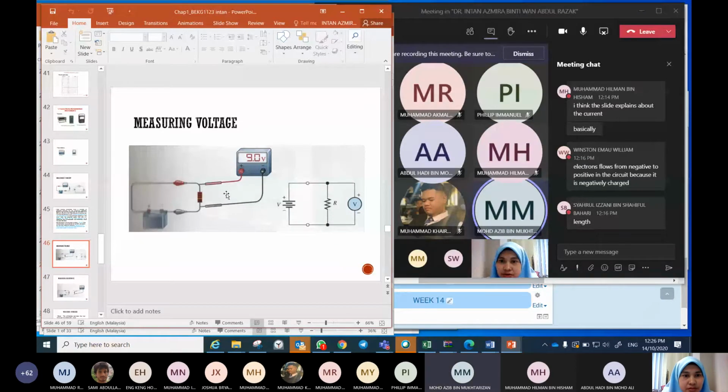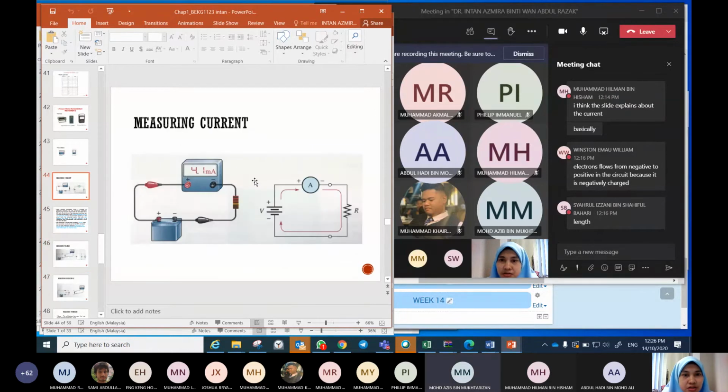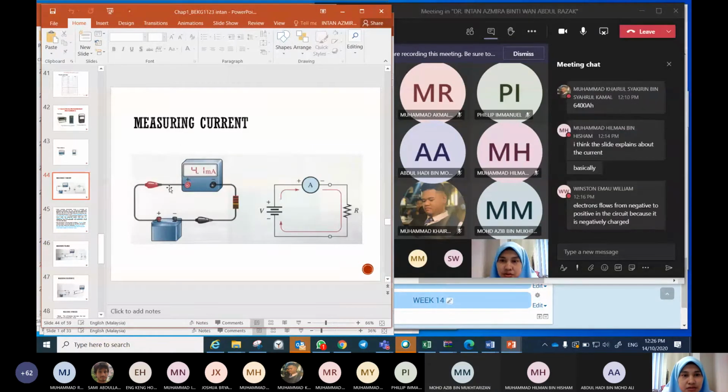We measure voltage parallel to the element, parallel to the element. How about current? We put the meter in series with the circuit.